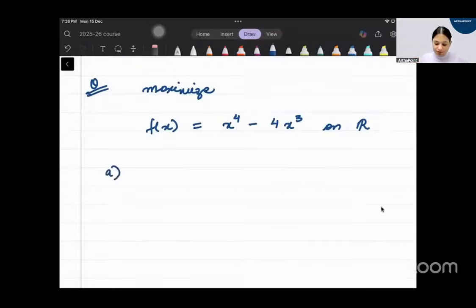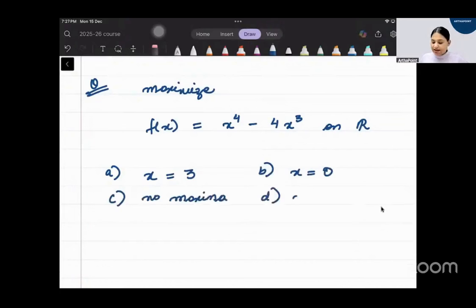A, it is maximum at x equal to 3. B, at x equal to 0. C, no maxima. D, at x equal to positive infinity.